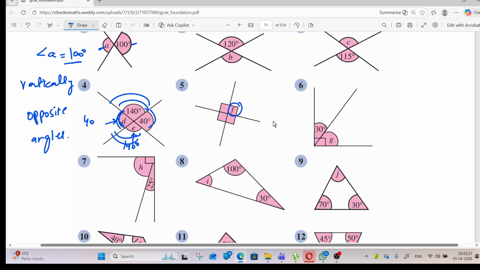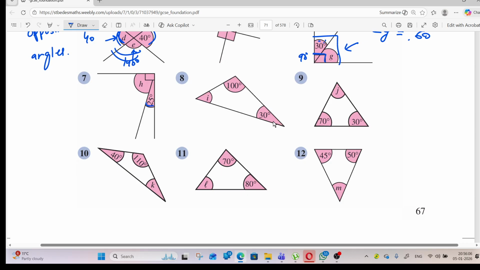How much is angle F? 90 degrees. Very good, because they are perpendicular lines. How much is angle G? You can see this is the symbol that means 90 degrees. So they both should add up to 90. So angle G is 60. Yes, it is 60. Complete is 90. So 60 plus 30 is 90.